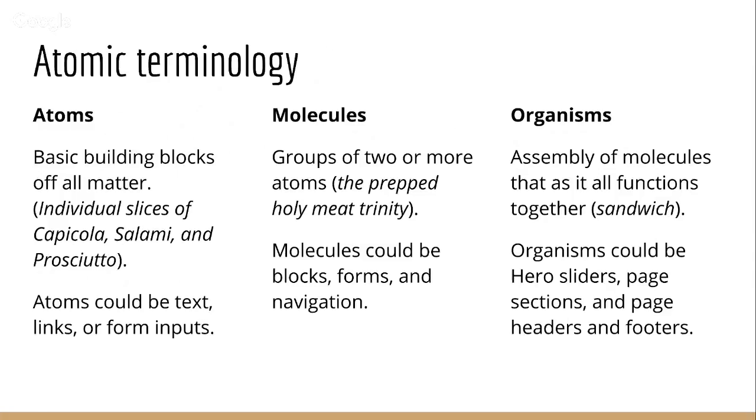So when we really look at the atomic terminology here, we've got atoms, molecules, and organisms. And when we compare this to the sandwich analogy, we've got atoms as the basic building blocks of all of our matter. These are the individual slices of our meats that we're going to put on our sandwich. And the molecules are more of a grouping. Maybe you take those 3 different types of meats and put them together, intended to go on the sandwich. When you look at your organisms, it's more like we take these combined molecules and make them whole.